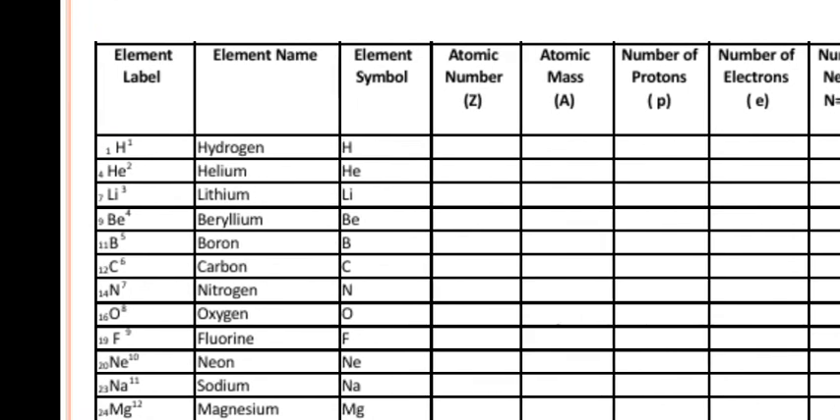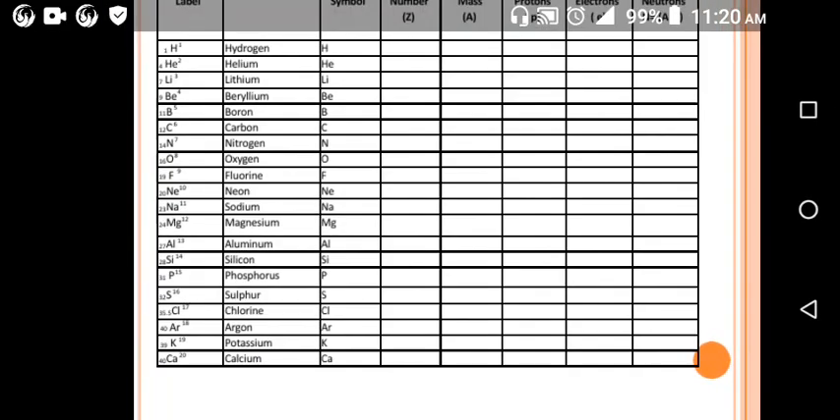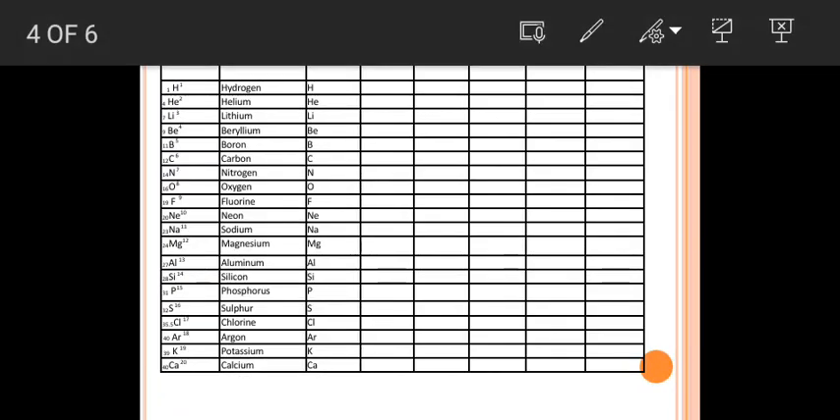Now atomic number. The smaller number which is given here is the atomic number. You can see number 1 is written on the right of hydrogen, H, helium 2, lithium 3, beryllium 4, boron 5. Just like that you have to write the atomic number in the fourth column, right?